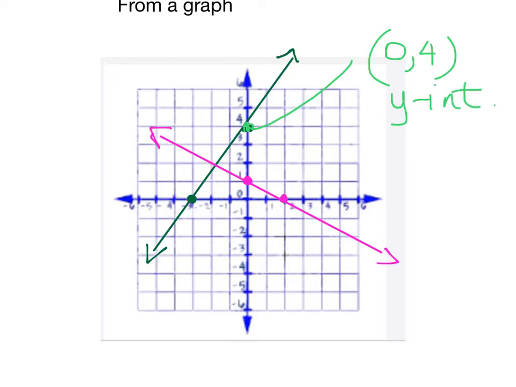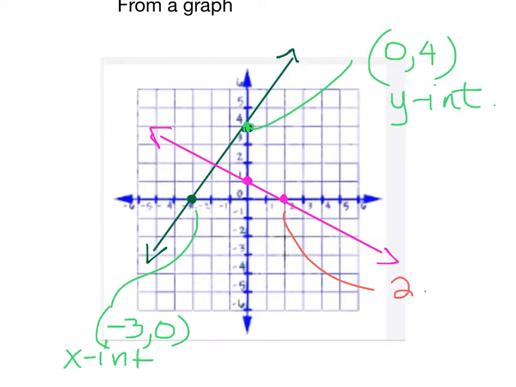For the x-intercept for the green line, we're going to see where it hits the x-axis. And we can see that it hits it over here. And that ordered pair is -3, 0. Let's try the pink line. Where does it hit the x-axis? What is my x-intercept? It hits it at 2, 0. And then my y-intercept will be 0, 1.